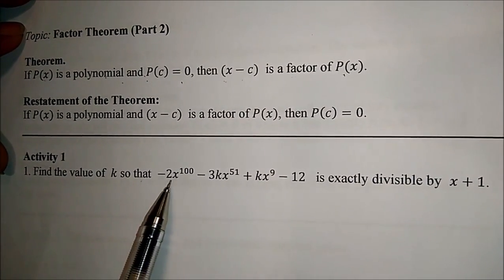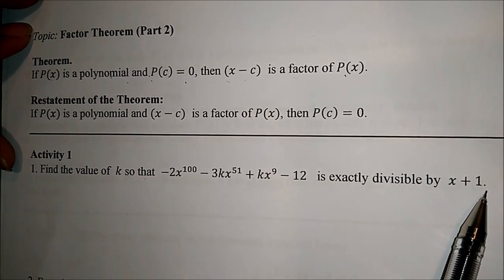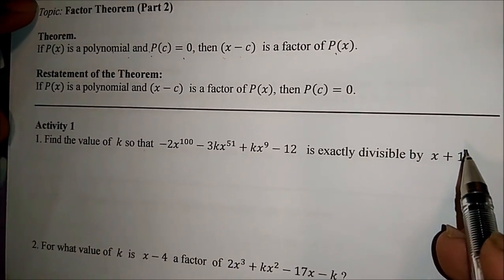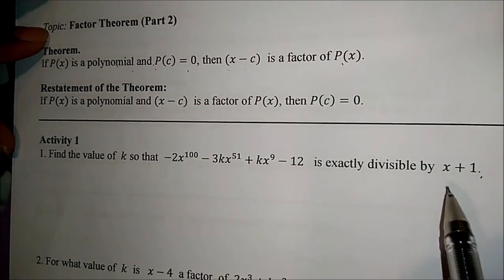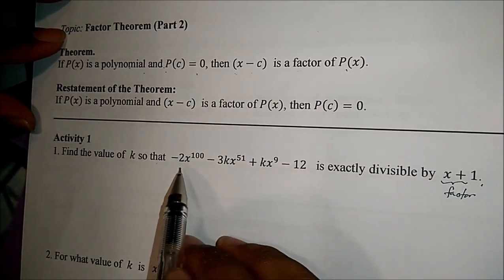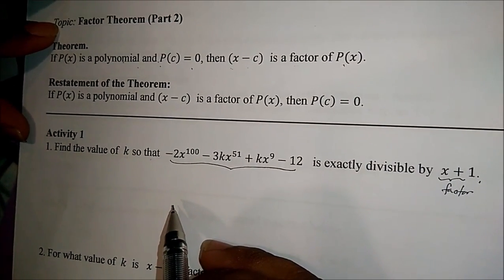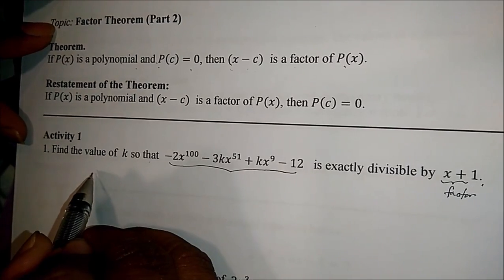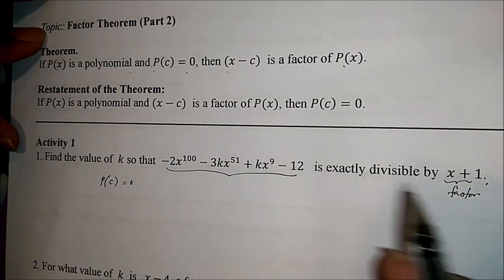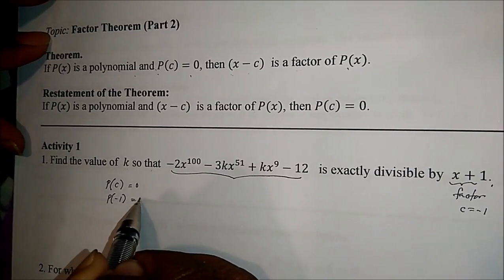Find the value of k so that this polynomial, when divided by x plus 1, is exactly divisible. What does that mean? Walang remainder. Anong ibig sabihin? We are going to determine the value of k so that x plus 1 is a factor. So, x plus 1 is a factor of this polynomial. Tingnan natin kung ano yung value ng k in that sense. Since x plus 1 is a factor, then our assumption is p of c is equal to 0. In this case, our c is negative 1. So, dapat p of negative 1 is equal to 0.